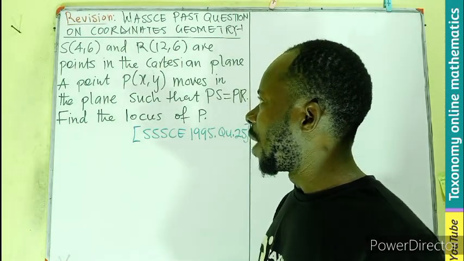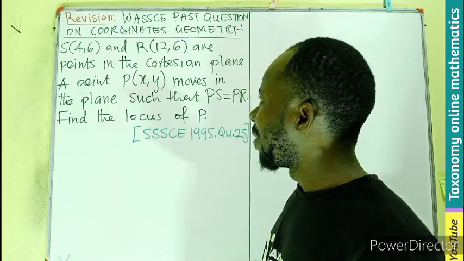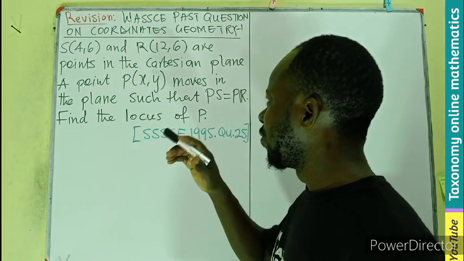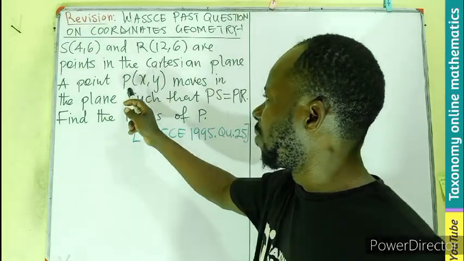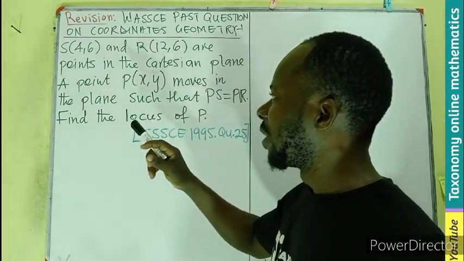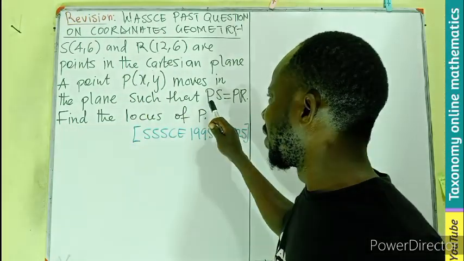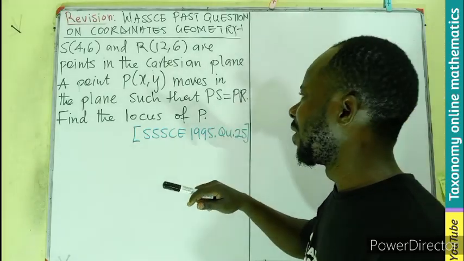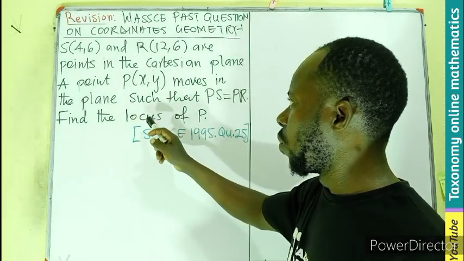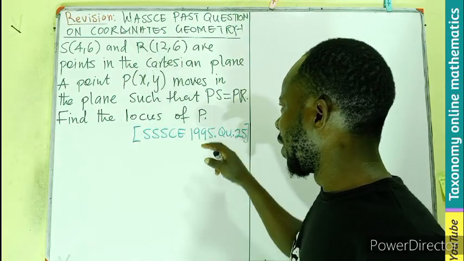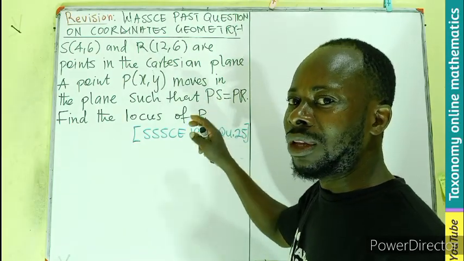So S is the point (4, 6). R is also (12, 6). These two points are in the Cartesian plane. Then a point P(x, y) moves in the plane such that the distance PS is equal to that of PR. So we have to find the locus of P. We already know how to find the distance between two points.